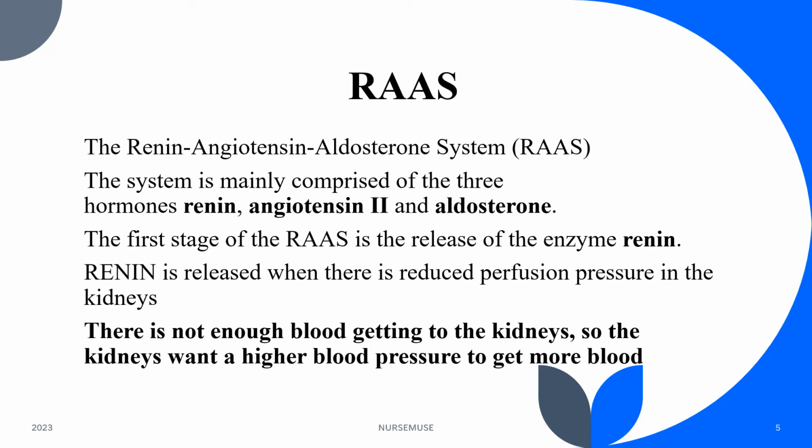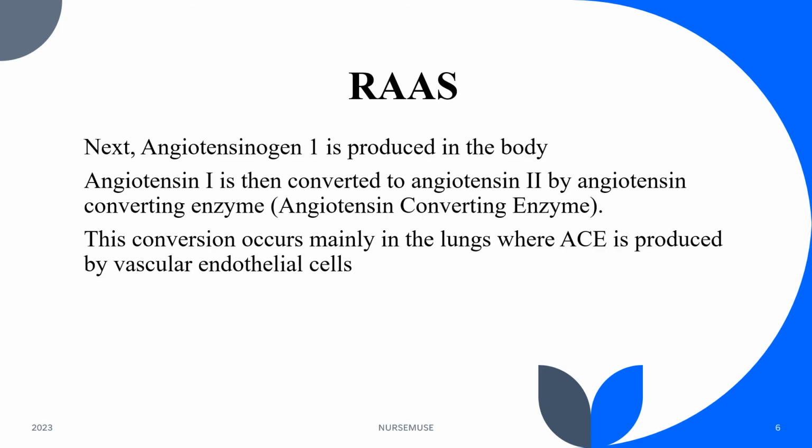So when we talk about the renin-angiotensin-aldosterone system, you just need to think it's made up of three hormones: renin, angiotensin II, and aldosterone. When those kidneys are saying, hey, where's our blood flow? The first stage of RAS is to release renin. And renin is released when there is reduced perfusion going to the kidneys. So again, there's not enough blood getting to the kidneys. The kidneys want more blood. They say we need more blood, and we're going to do this by increasing our blood pressure and our blood volume so we get more blood to us.